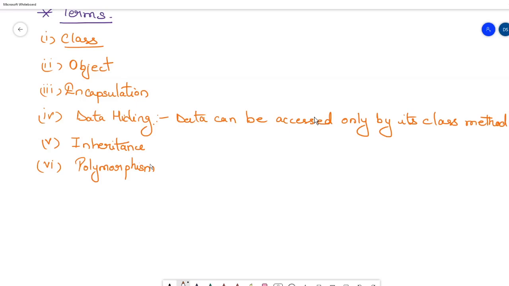The name itself says that it has many forms, so a thing can have many forms. If we talk about a real-world example of polymorphism, a person can have different characteristics. A man can be a father, a husband, or an employer at the same time. So that is polymorphism: a single entity having different forms, different roles, different characteristics.